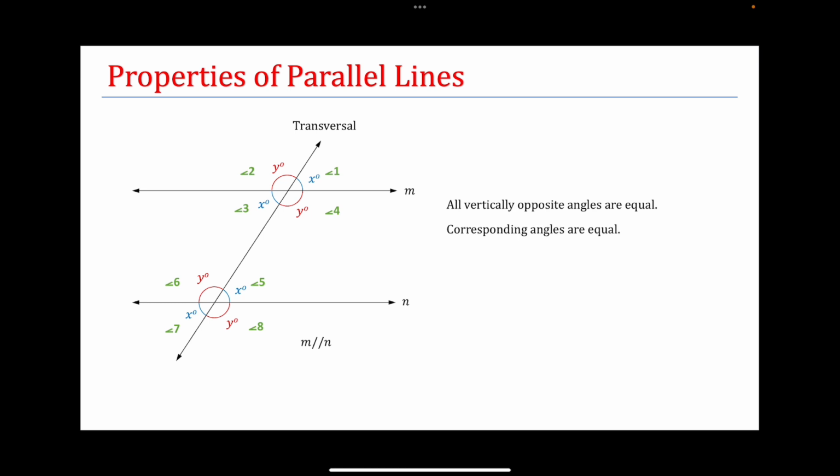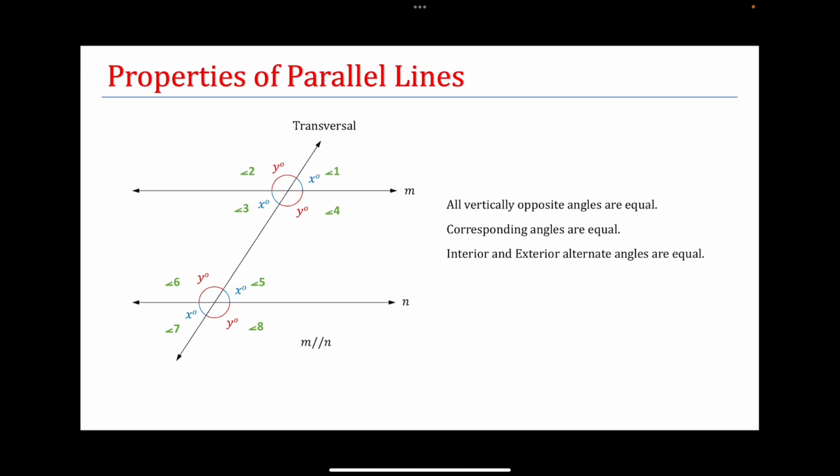And the corresponding angles are equal. In the first set of 4 angles, angle 1, and in the second set of 4 angles, angle 5, are in the corresponding position. So they are called corresponding angles. They are equal. Angle 1 and angle 5 are corresponding angles and they are equal. Similarly, angle 2 and angle 6, angle 3 and angle 7, angle 4 and angle 8 are the corresponding angles and they are equal.